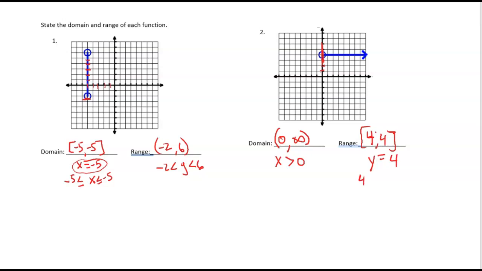Or if you really wanted to use inequalities, it's a little redundant to say 4 is less than or equal to y, which is less than or equal to 4. Out of all 3 ways, I'd probably choose y is equal to 4.